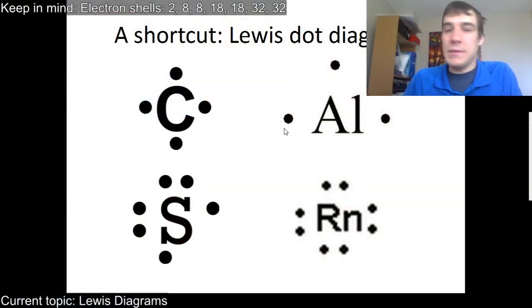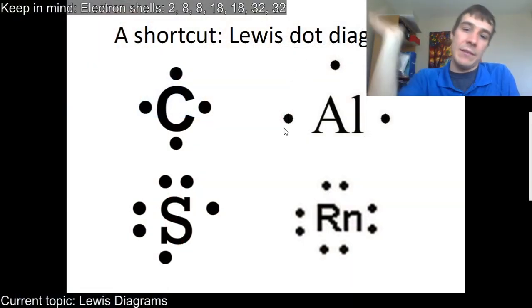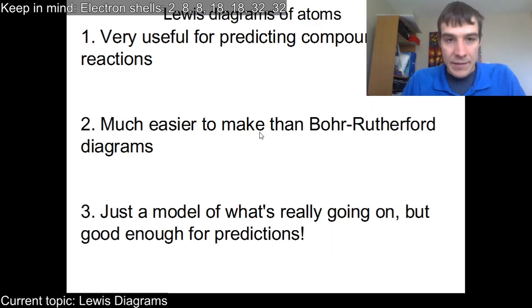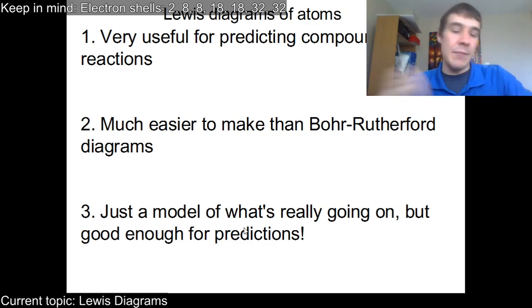So Lewis was like, yeah, it's fine. Every chemist knows how to do that. We'll just get rid of that. We'll just put the symbol in there because everyone's got a table now. But the outside electrons are important. They're easy to make. They're a model of what's going on, but they're good enough for predictions. Remember, all models are wrong. Some models are useful.